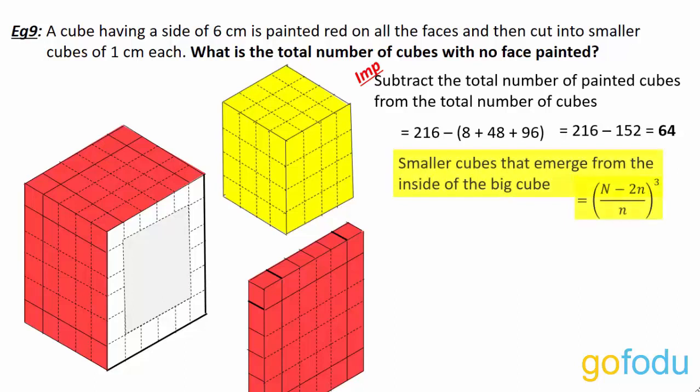Let's see the generalized formula to calculate the smaller cubes that emerge from the inside of the big cube. It should be equal to whole cube of (N minus 2n) upon n. N is the length of edge from which 2n is subtracted to remove the outer painted cubes. So, N minus 2n is the length of edge of the inner cube. This divided by small n will give the total number of cubes on the edge of the inner cube. And in the end, the whole cube will give total inner cubes with no face painted.